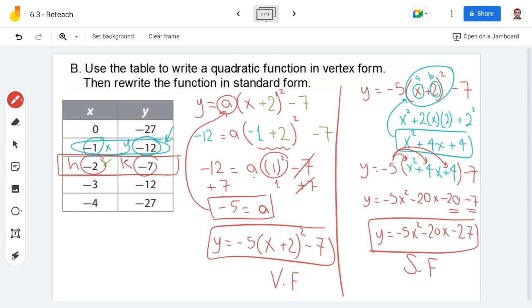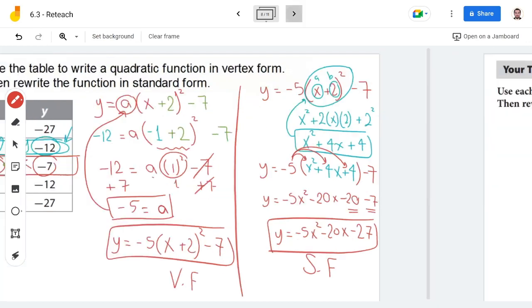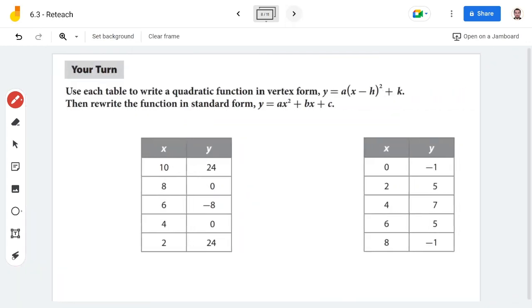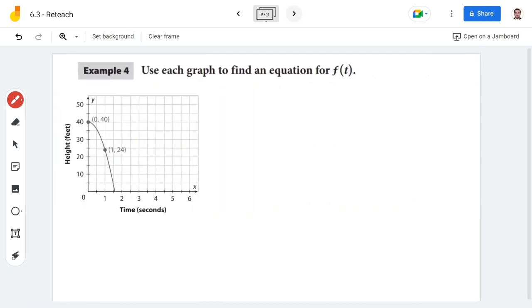Okay, I hope this one is clear to you, and I hope you understand how we can convert using the tables. Okay, here are two more examples. You can use them to practice, and if you have a question, contact me. Now, the last part of this lesson, using the graph.